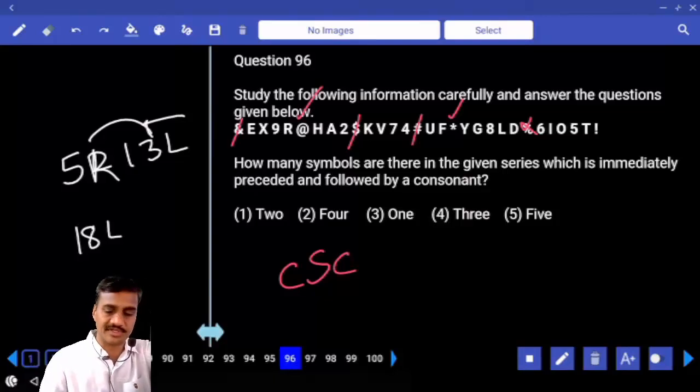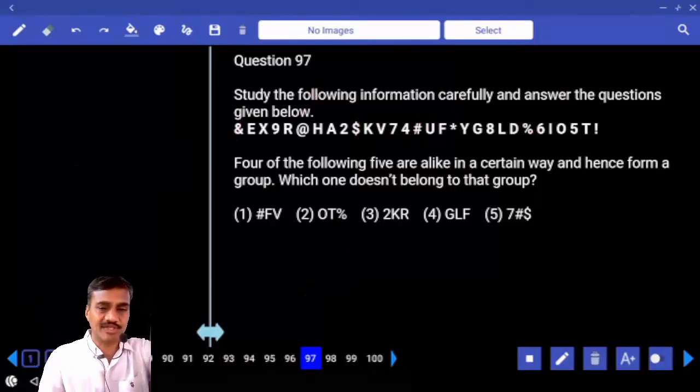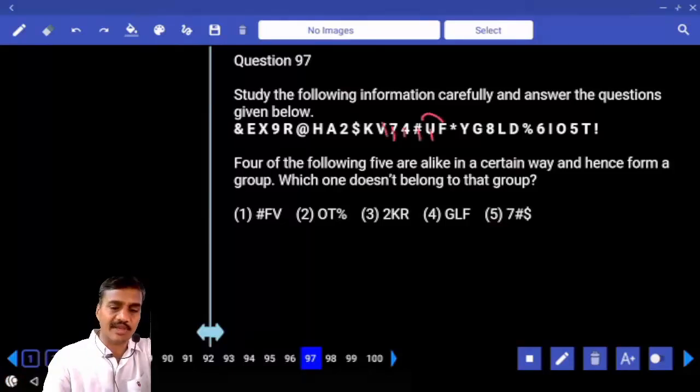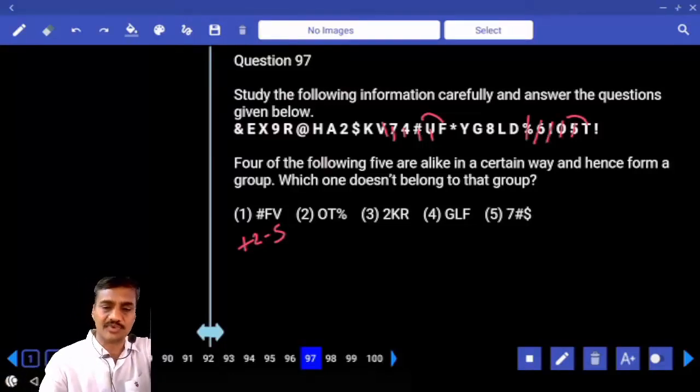So choice 1, question 96, 97. Four out of the following, odd one out. Hash, F and V. Hash and F is plus 2. F and V, 1, 2, 3, 4, 5, minus 5. Hence plus 2, minus 5. O, T and percentage. Look at O and T, plus 2. And next one 1, 2, 3, 4, 5, minus 5. Here again the difference is plus 2, minus 5.